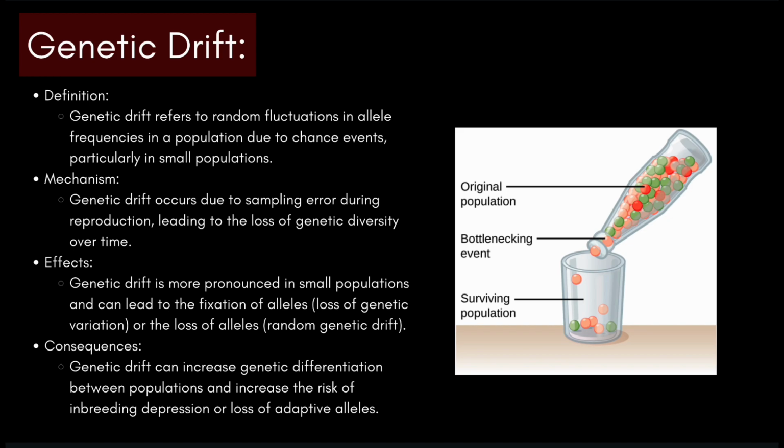let's talk about genetic drift. Genetic drift refers to random fluctuations in allele frequencies in a population due to chance events, particularly in small populations. The primary mechanism of genetic drift is sampling error during reproduction, which leads to the loss of genetic diversity over time. The effects of genetic drift are more pronounced in small populations and can lead to the fixation of alleles, which means the loss of genetic variation, or the loss of alleles.